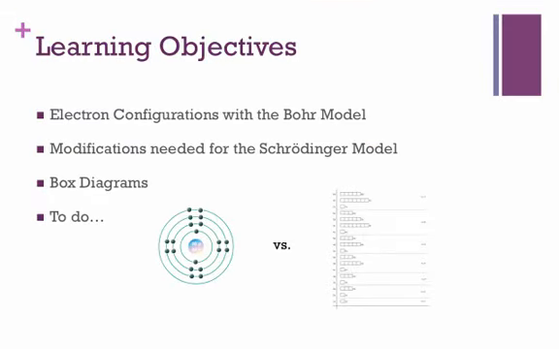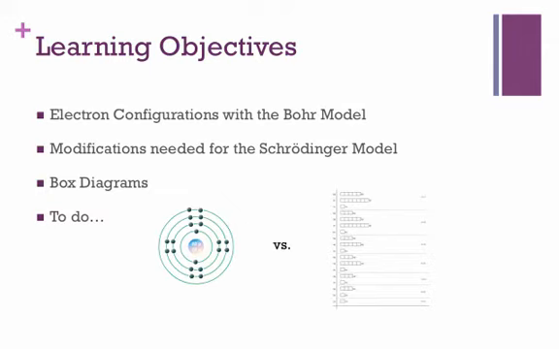Let's begin this process with a quick rundown of the learning objectives in this video. First of all, we're going to recap how to do electron configurations using the Bohr model itself. I want to make sure you remember the old way of doing things so that we can see how this new way is different. Just like the Schrodinger model modified the Bohr model to create a better picture of the atom, we're going to make modifications to the structure of the electron configurations to make the new configurations using the Schrodinger model. Lastly, we'll talk about something known as box diagrams.